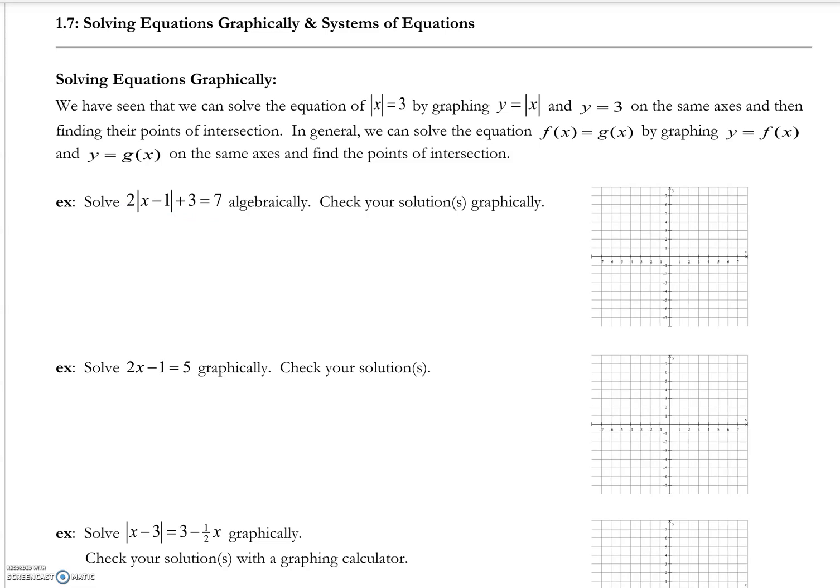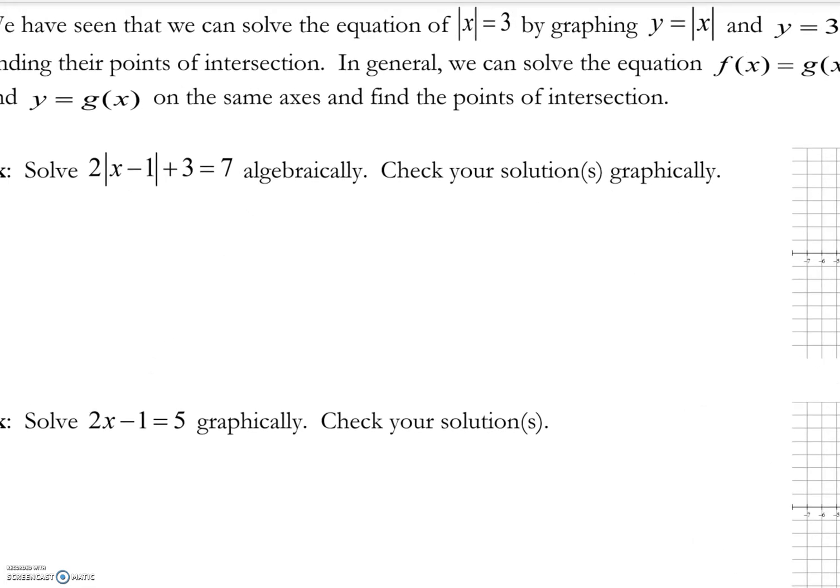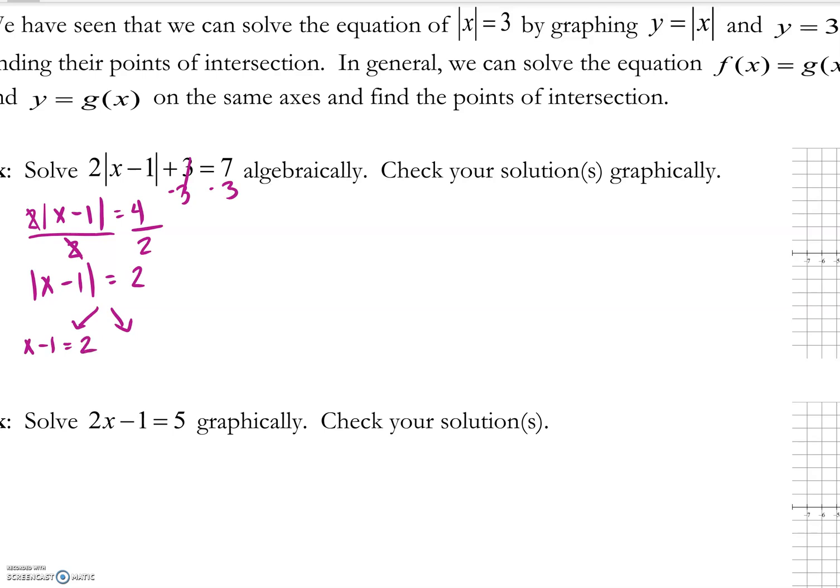If I wanted to solve it algebraically, I would start by subtracting 3 and getting 2 times the absolute value of x minus 1 equals 4. Then I would divide by 2 and get the absolute value of x minus 1 equals 2. Now that the absolute value is by itself, I can write my two separate equations. x minus 1 equals positive 2, and x minus 1 equals negative 2. I'll add 1 all the way around, and I will get x equals 3, and x equals negative 1.